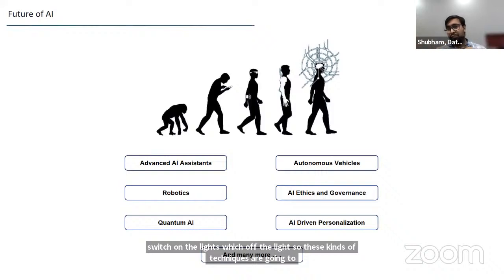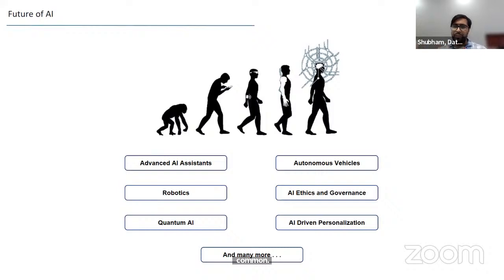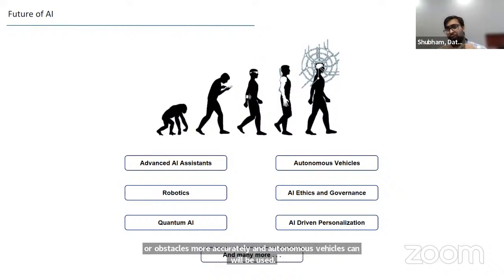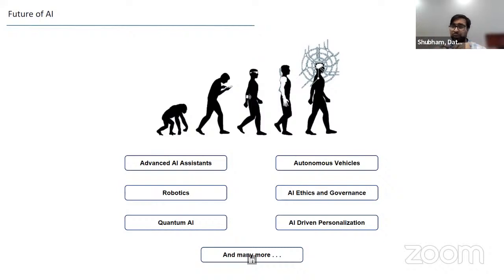Then we can have autonomous vehicles, where self-driving cars will be there. It's already happening, but on a scale, especially in India, where the traffic is much more congested and different kinds of nuances are there. There they will be able to predict obstacles more accurately, and autonomous vehicles will be used in future. Then it can be used in robotics. Advanced robots will be made, which will be working just like humans are working today.